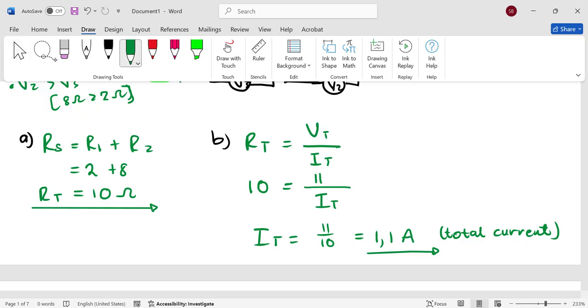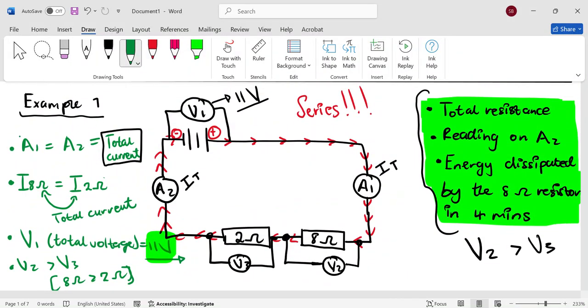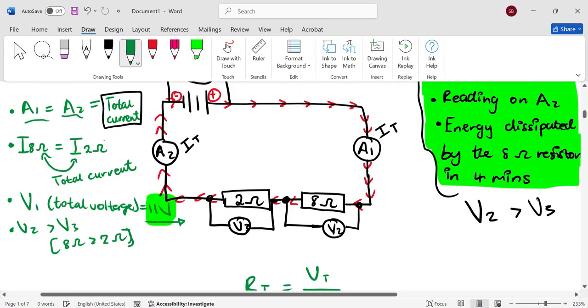Okay, so now because you've seen that, if they had to ask you for the current through A1, I hope you guys would agree with me when I say that A1 would also be 1.1 amps because A1 is equal to A2.